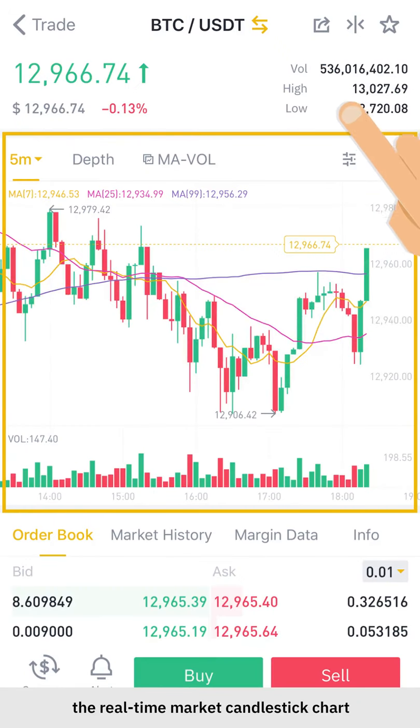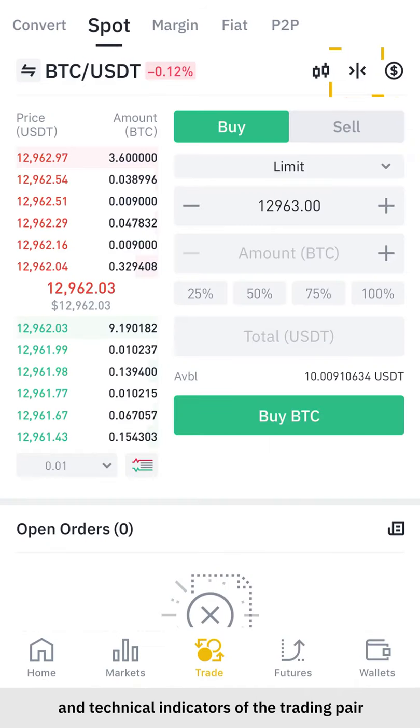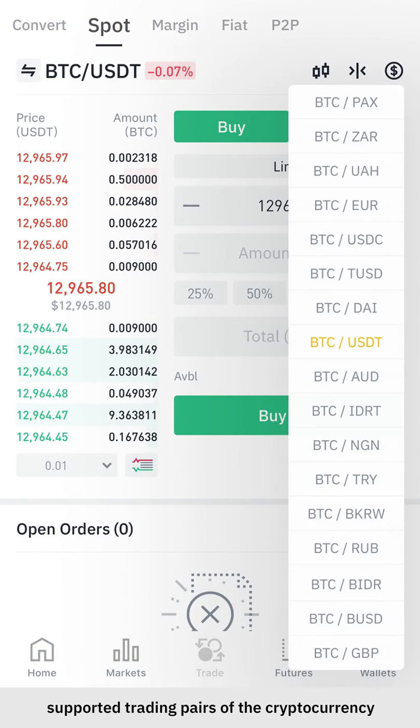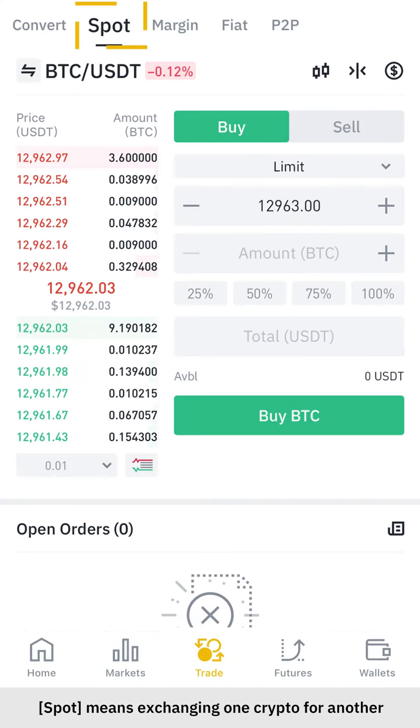Here you can see the real-time market candlestick chart and technical indicators of the trading pair, supported trading pairs of the cryptocurrency, and the Buy Crypto section. Spot means exchanging one crypto for another.